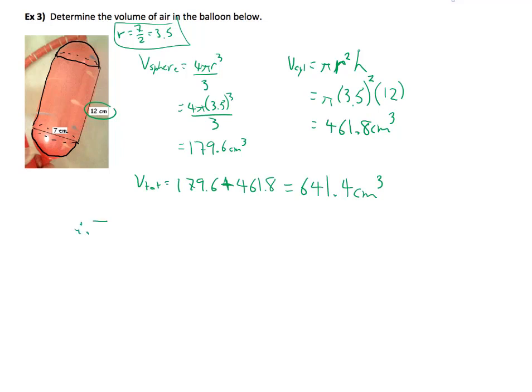Therefore, the volume of the balloon, sorry, balloon has two O's, is 641.4 centimeters cubed. All right, that is the end of that lesson.